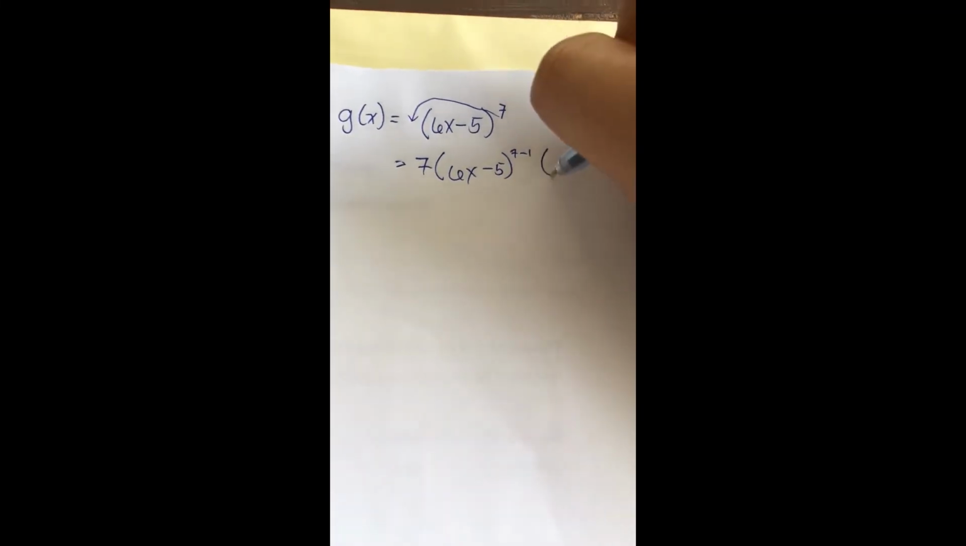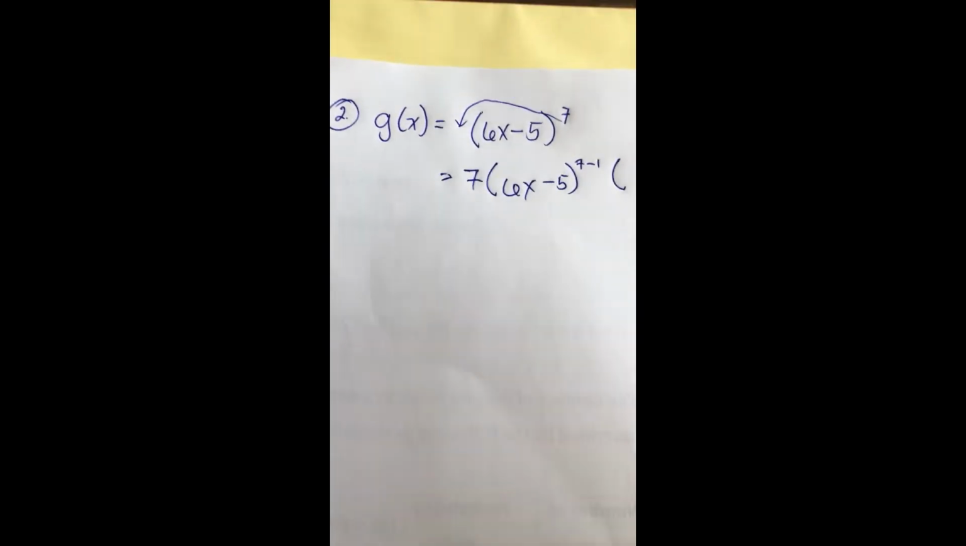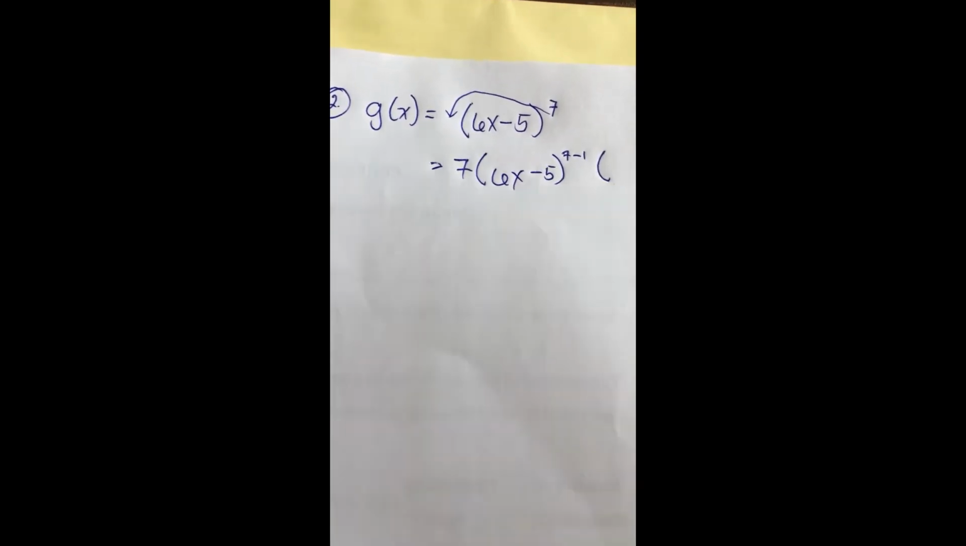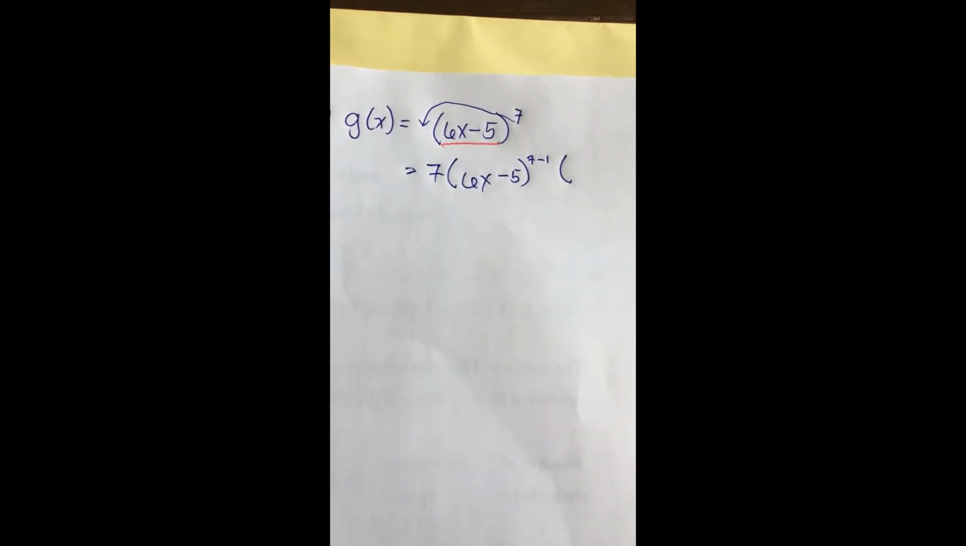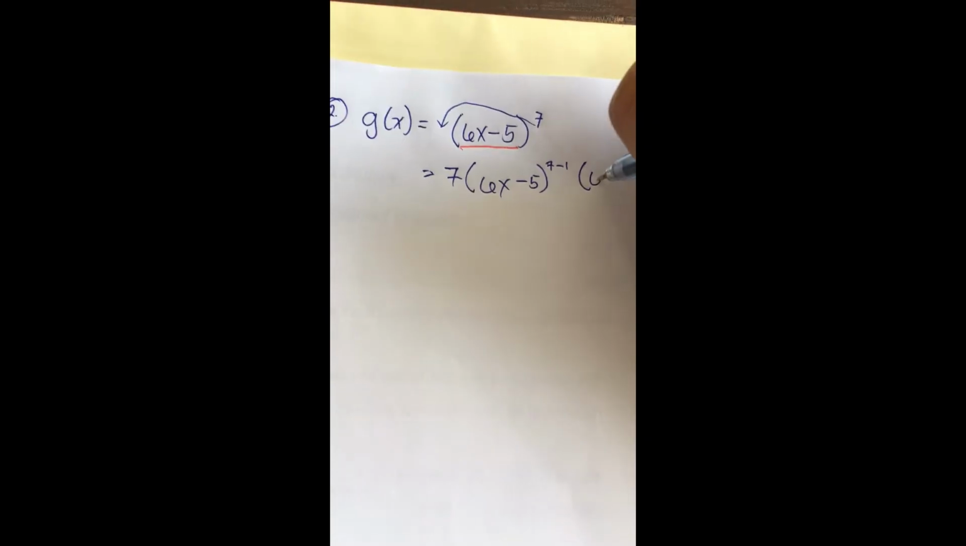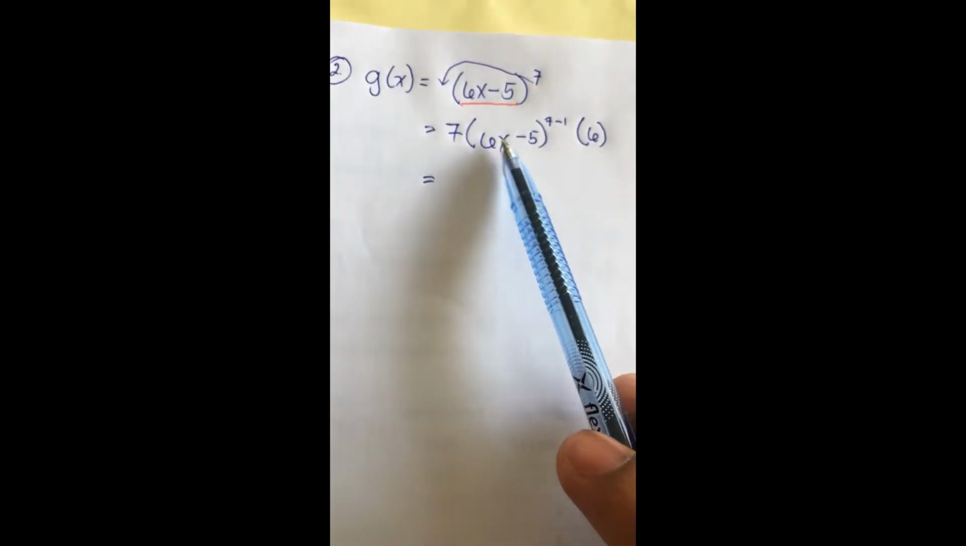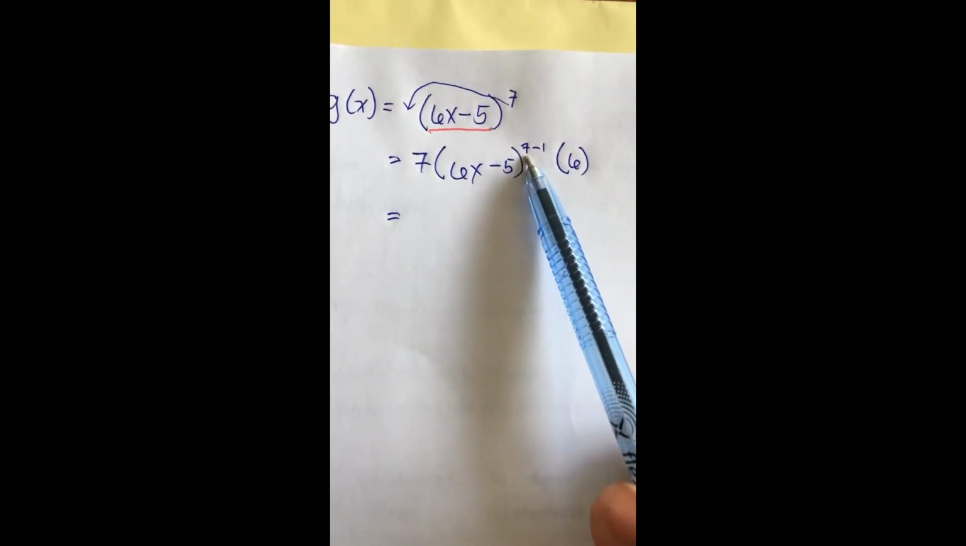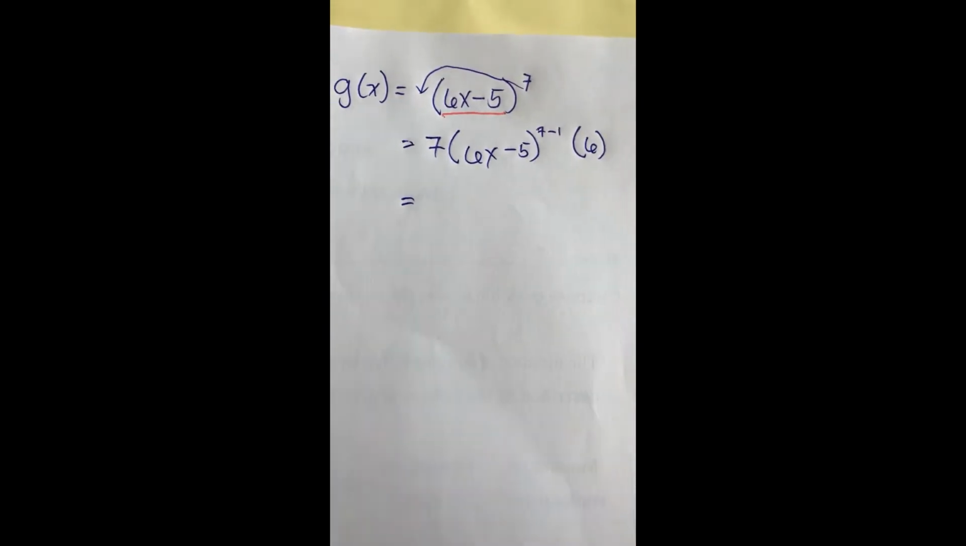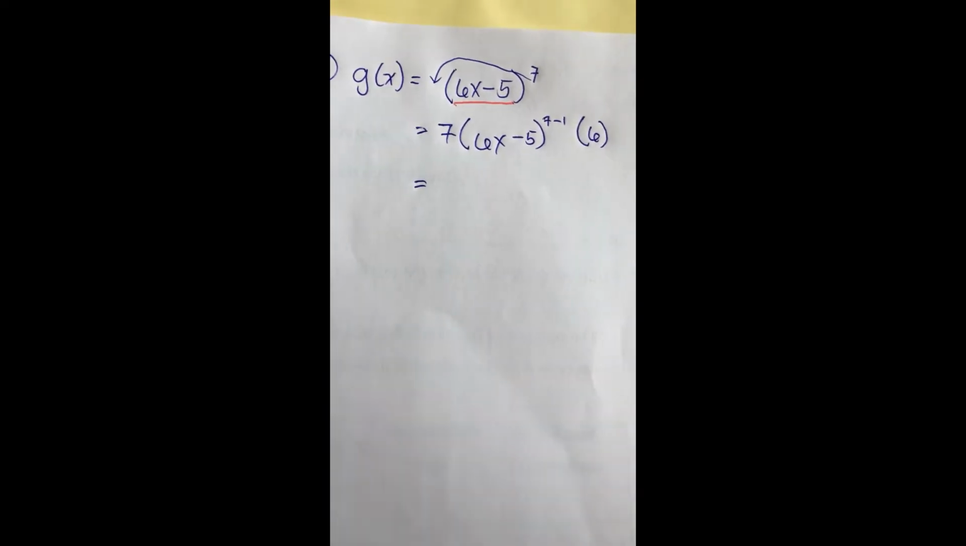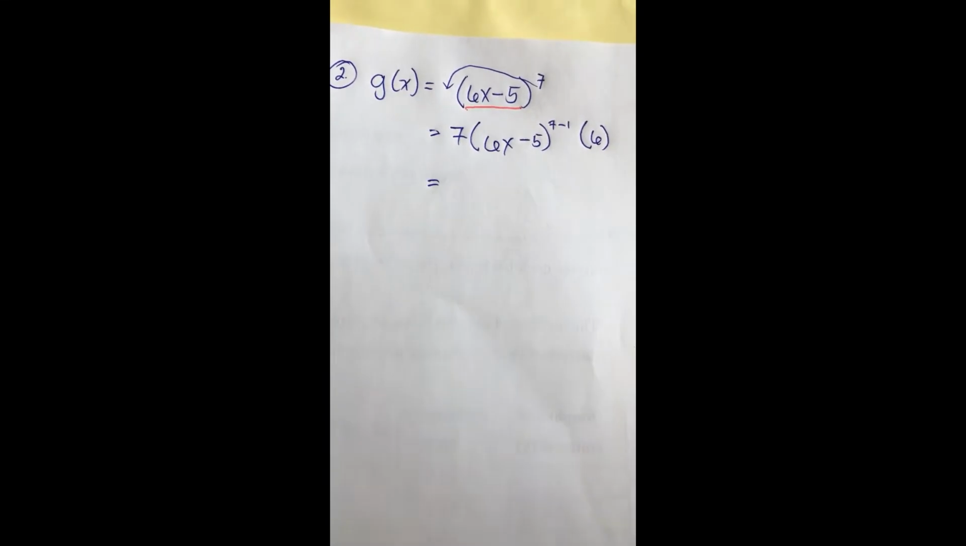Of course, we are not done yet. We are going to multiply by the derivative of the expression inside, the base. Our base is 6x minus 5. We are going to get the derivative of 6x minus 5. The derivative of 6x minus 5 is 6. After that, you are going to rearrange. And of course, you cannot distribute this one because the exponent is not 1. Just like what I've said earlier, you can only distribute if and only if the exponent is 1.